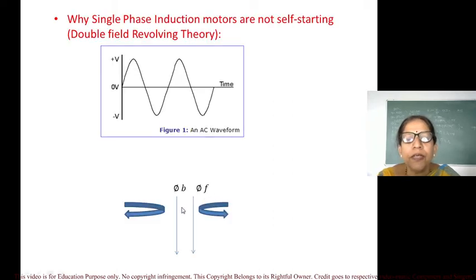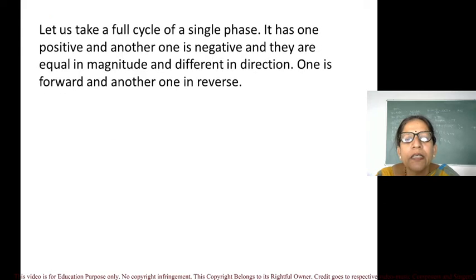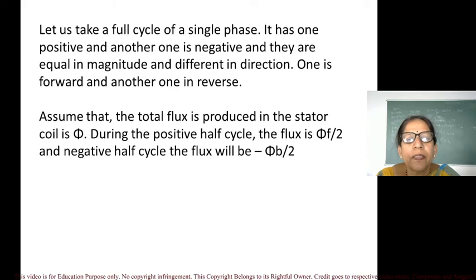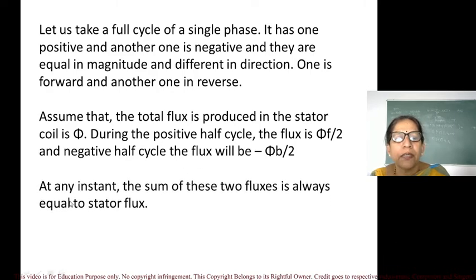So these two fluxes, we consider that they are opposite in direction. That is, one revolving in clockwise direction, another revolving in anti-clockwise direction. The total flux produced by the stator coil is phi. During the positive half cycle, we will consider that flux is phi F by 2, and during the negative half cycle, the flux will be minus phi by 2.